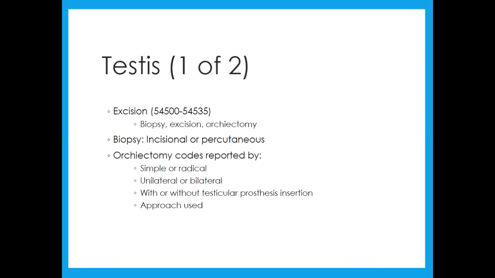Biopsy incisional or percutaneous. Orchiectomy codes are reported by simple or radical, unilateral or bilateral, with or without testicular prosthesis insertion, and the approach used. If the procedure is done bilaterally, a modifier 50 would be used unless the code is specified as bilateral. So we use the bilateral modifier if our code doesn't specify it's bilateral.